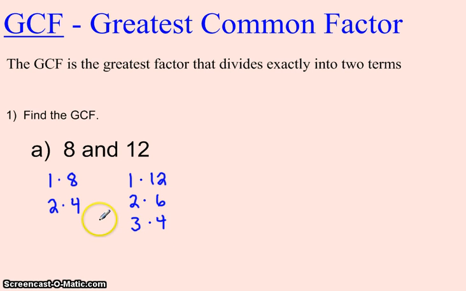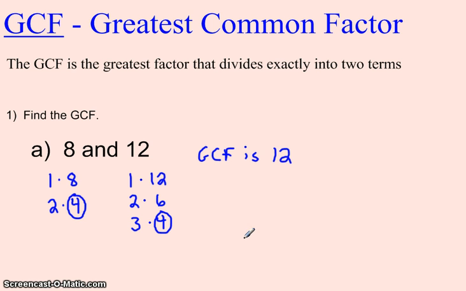So between the factors of 8 and the factors of 12, what's my greatest one that they both have? Well, it looks like they both have a 1, they both have a 2, they both have a 4, and I think that's going to be it. So 4 is our greatest common factor. All right. And I know you've done that before.